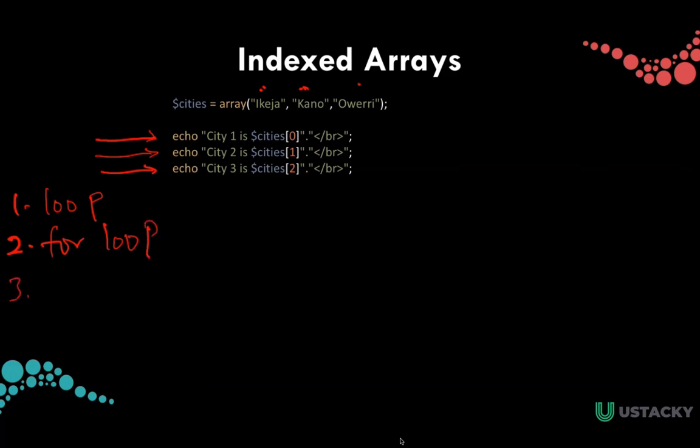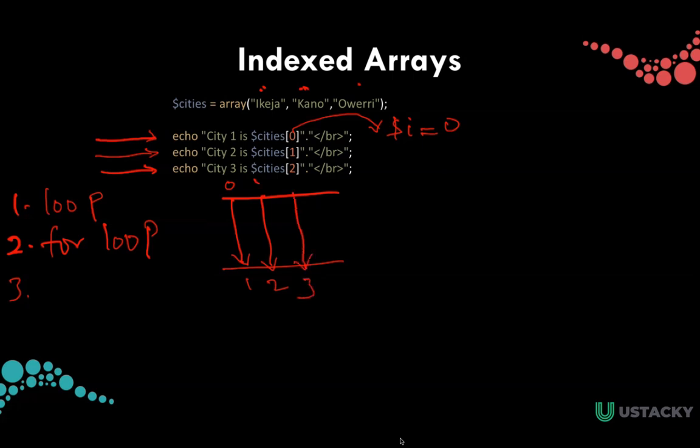The third thing to note is that if you look at the value here, this is the same thing as our starting point, which is zero. You can remember that normally our starting point is usually zero. This is the first loop. This is one, the second loop. And this is the third loop. You can see that the values of $i are 0, 1, 2, which is exactly what we have here.